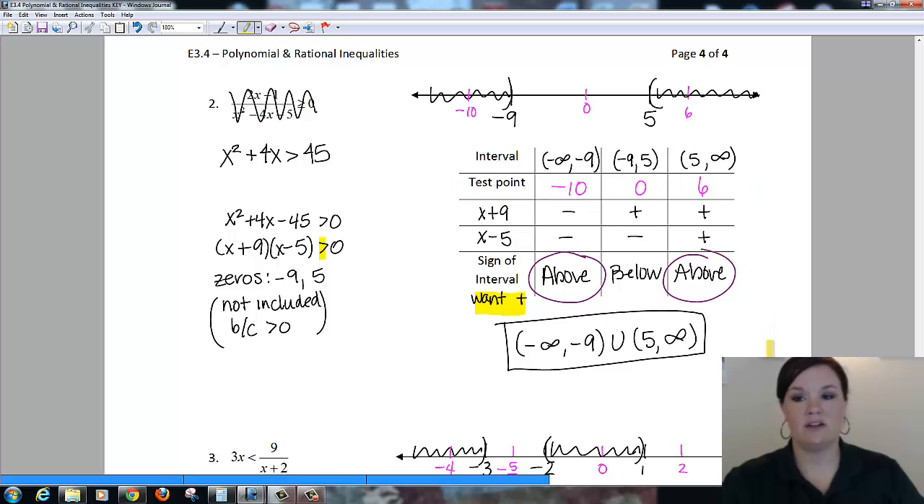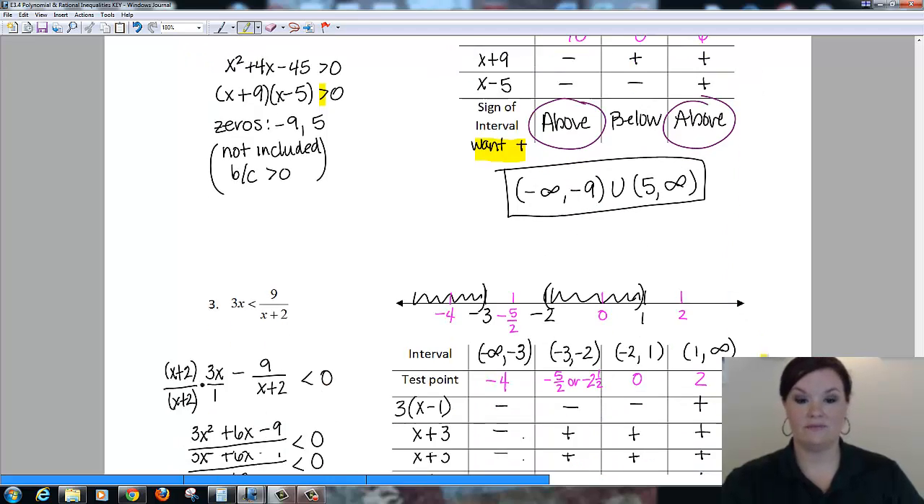So when we test our intervals, we're testing from -infinity to -9, -9 to 5, and 5 to infinity. Okay, so I picked some values here in pink. When I plug them in, we end up with 2 intervals that are above the x-axis, which is from -infinity to -9 and 5 to infinity. So that's my solution. Make sure you're using parentheses on all of it because we're using a strictly greater than symbol.